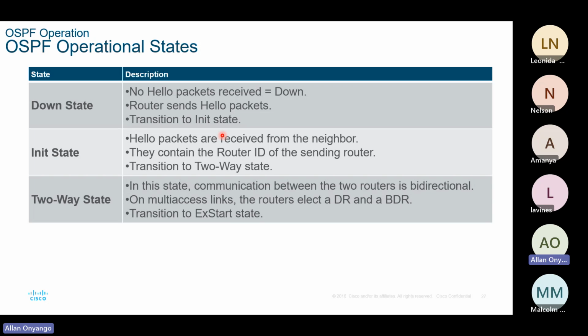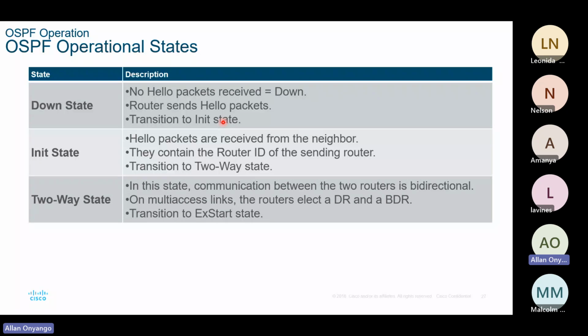At the init state, hello packets are now being received from the neighbor. And listen to this. The router has learned something from the neighbor. The router has learned the identity of its neighbor, and we call this a router ID, router identification. By the way, each router must have a unique ID, and that ID is what we call the router ID. The hello packets that are being received now have the router ID of the other router neighbors. After they know the router ID, the router now proceeds to the third state, which is called the two-way state.